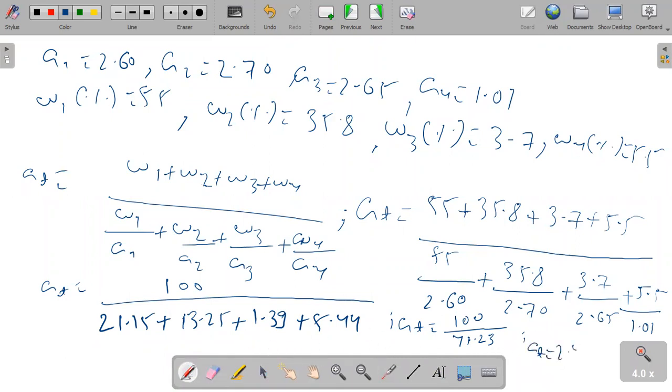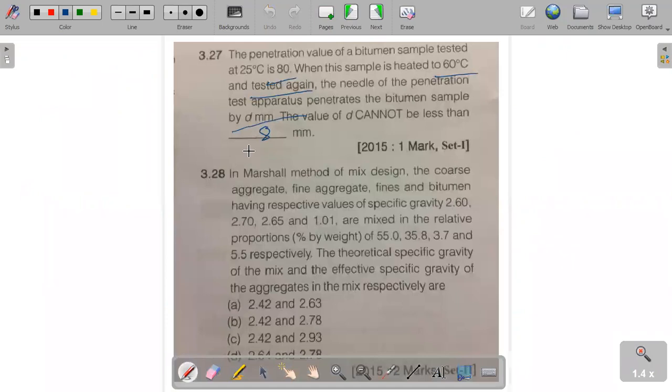GT is equal to 2.425. Okay, this is the value of theoretical specific gravity, 2.42 in all of these three options, and in the last option D it is 2.64. So D is not correct. We have to choose from A, B, C. Let's calculate the effective specific gravity.